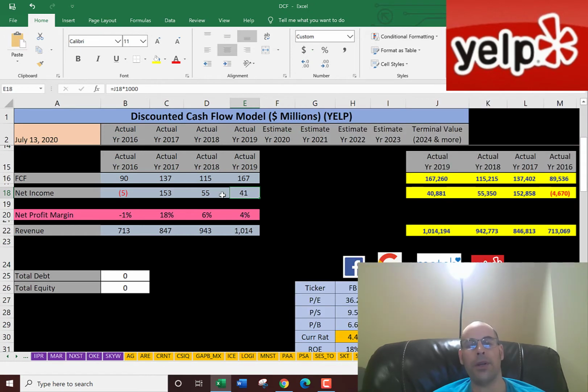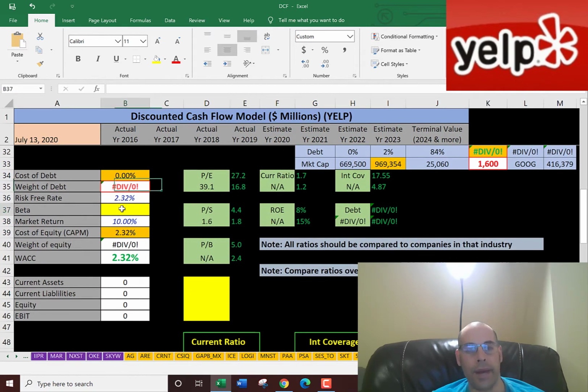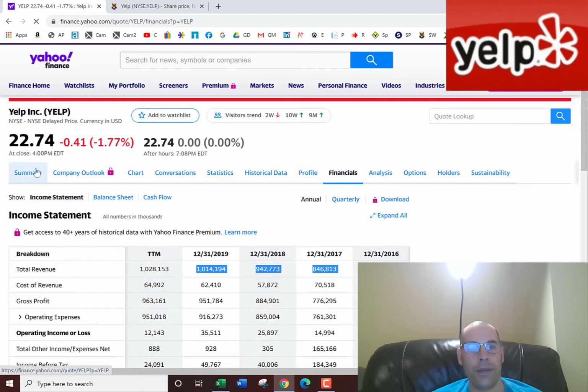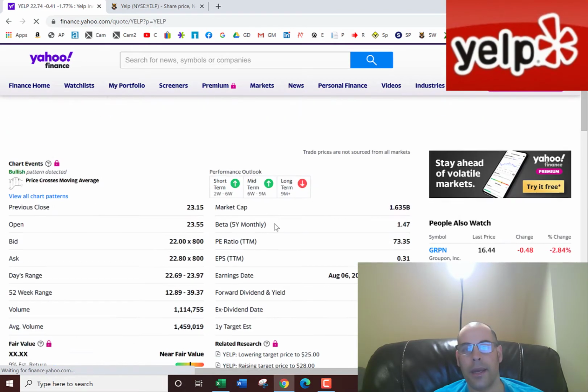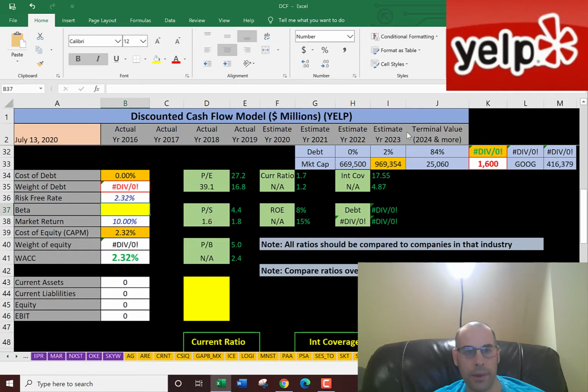Let's look at the capital structure of the business so we know what discount rate to apply to the future cash flows. They don't have any debt, so let's get the cost of equity. We need the beta. And the beta is how much the stock moves relative to the entire market. And they have a beta of 1.47. So the stock moves about 1.5 times the market.